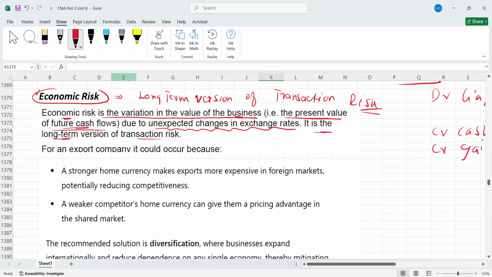Now this point you have to understand, it's really important, because every year if you are receiving some money from foreign countries, the proceeds may change if the exchange rate changes, right or wrong? So long-term version means every year you are receiving. Maybe you have investments there or something like that. Now, guys, here for an export company, I'm just assuming, for example, you are living in China, and yuan is your currency, right?